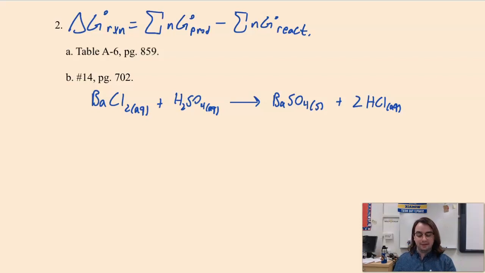So now that I have these all here, we are going to look into the back of the book and try to find the delta G values for these. We plug them into the equation just like we always have, and we solve for delta G. I'm going to give you a chance to try this out on your own. Come on back when you finish.